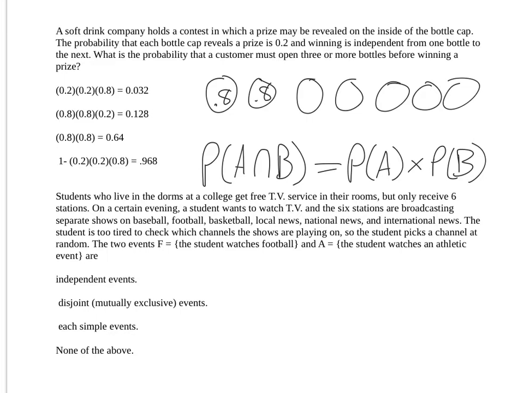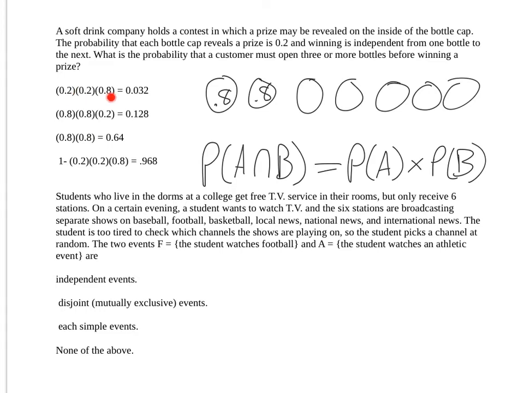So in this case, A would be that the first cap is a non-winner, and B, the probability that the second cap is a non-winner. We're being told that that's independent, so that means that this is true. So in order to find the probability that this one's a non-winner and this one's a non-winner, all we have to do is multiply them together. Where do we see that here? Right here. 0.8 times 0.8 is 0.64. So the probability you have to open 3 or more bottles before winning a prize is 0.64 or 64%.